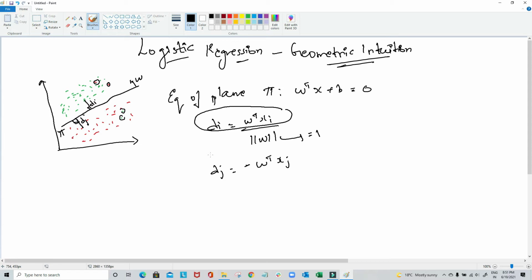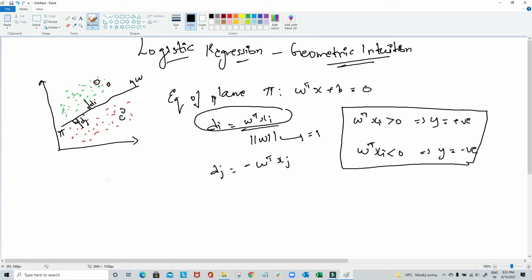So for a point to be classified as a positive point, W transpose Xi should be greater than 0, which implies Y will be positive. If W transpose Xi is less than 0, it implies Y is a negative class. So this is very important that we should note.